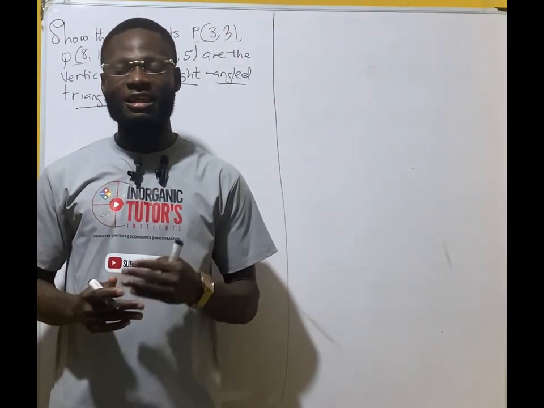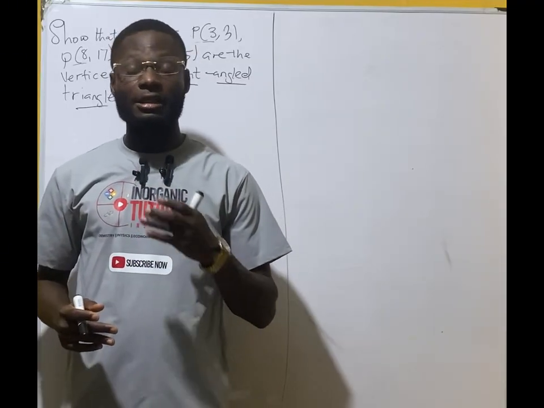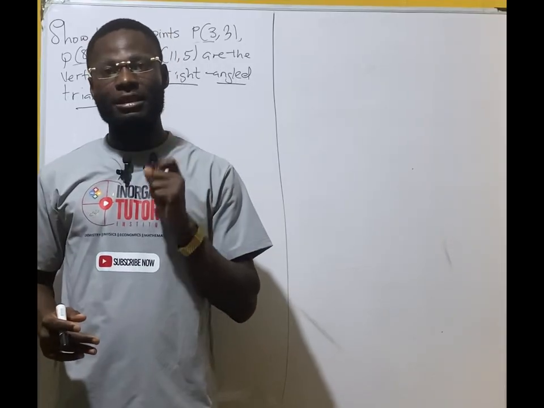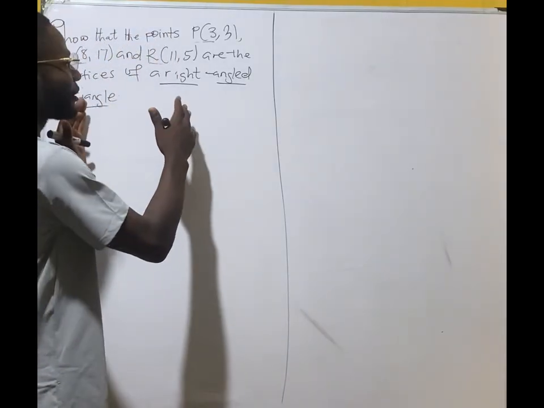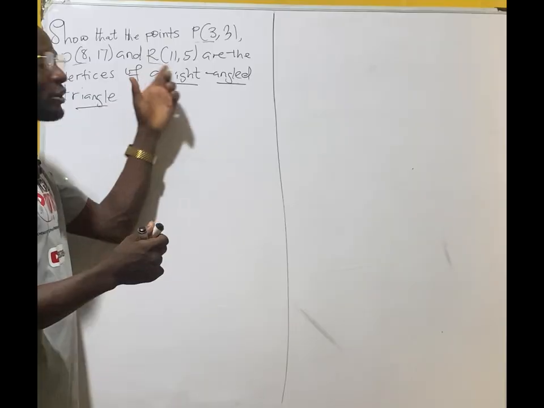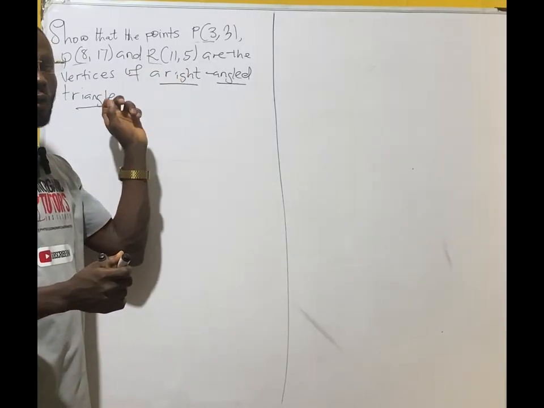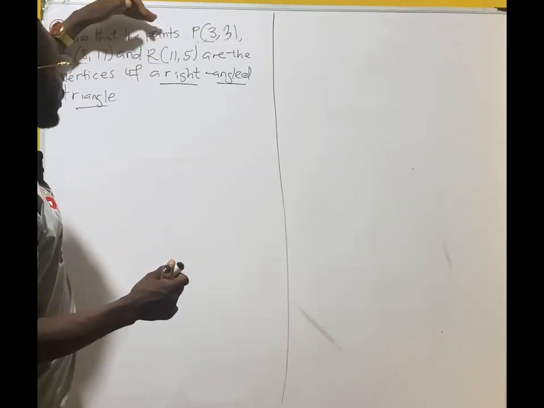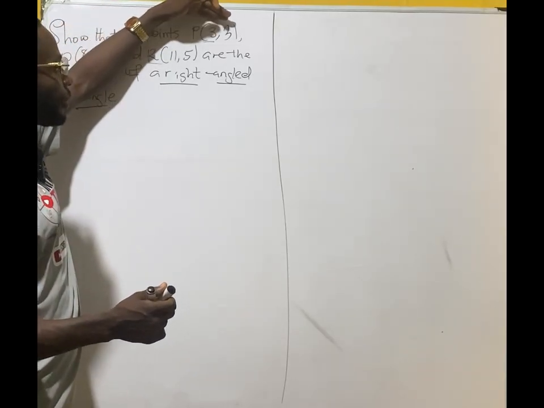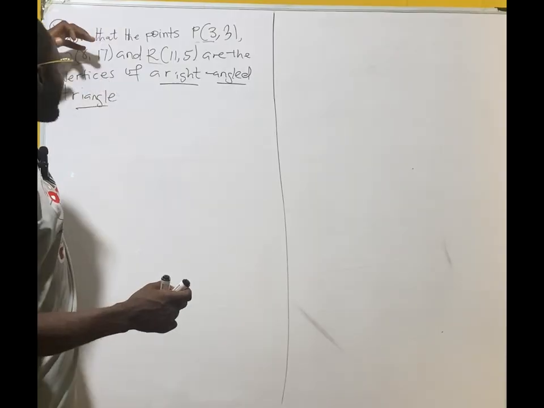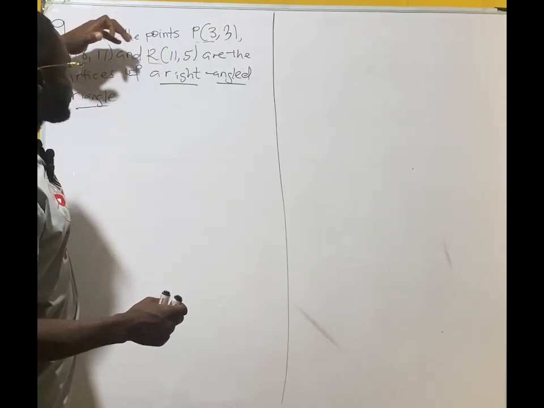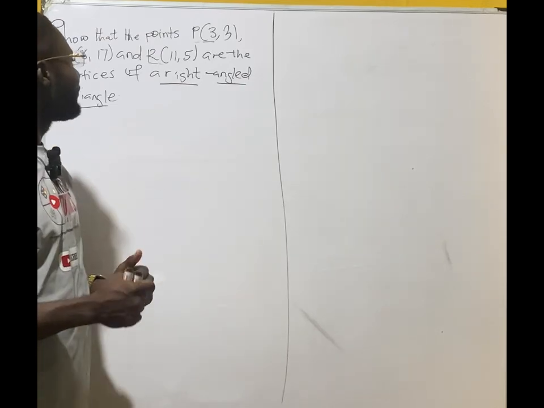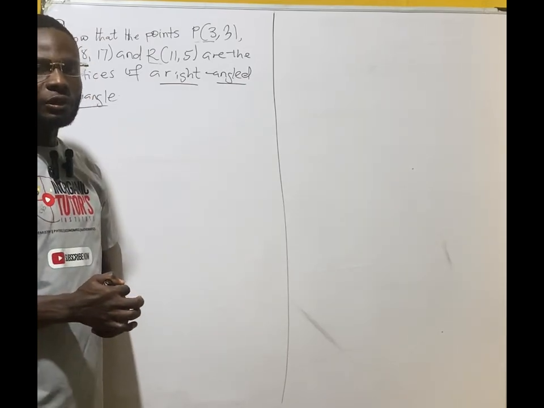In today's lecture, we are basically going to look at the MAT102 quiz 1 from last year. Okay, so this is the question. This question is basically on coordinate geometry, straight lines. We are to show that the points P of coordinates (3, 3), Q of (8, 17), and R of (11, 5) are the vertices of a right angle triangle.